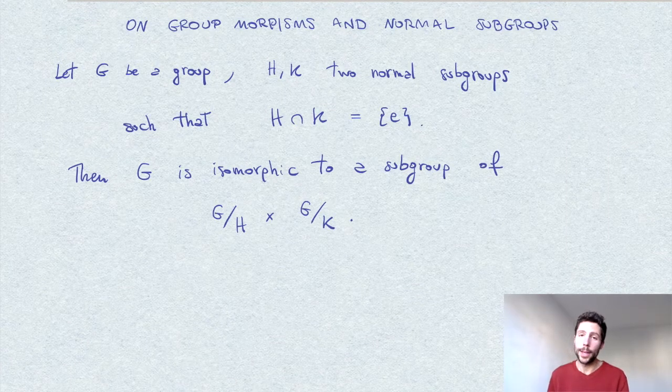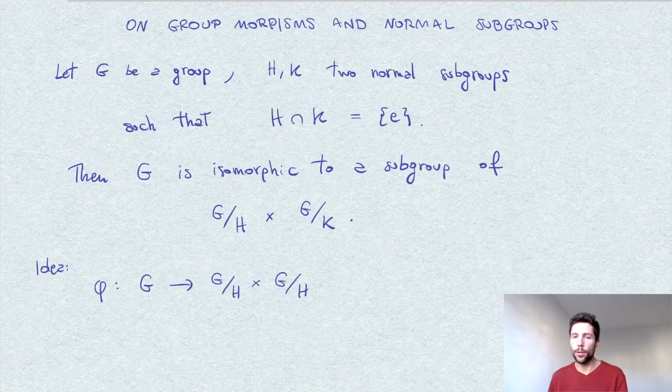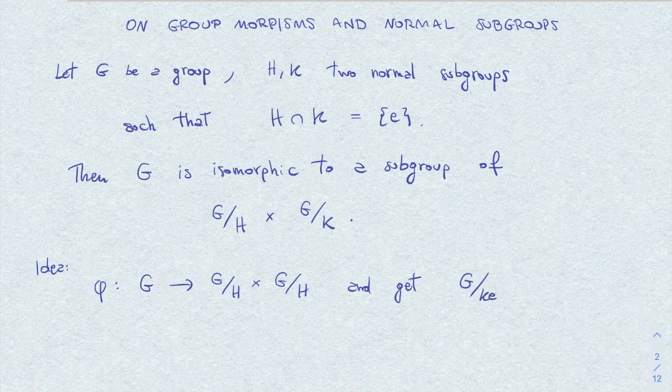So I want to solve this by exhibiting explicitly a morphism of groups, say phi, from G to this product. And then use the fundamental theorem on homomorphism of groups and get that G over the kernel is isomorphic to the image of this map, which will then be a subgroup of this product. So let's define explicitly this map.